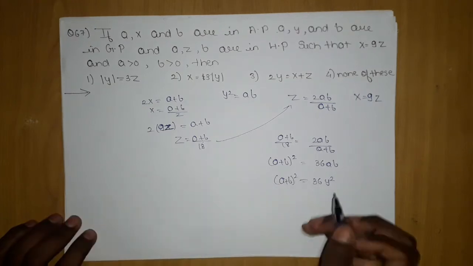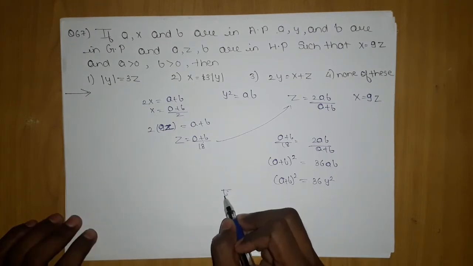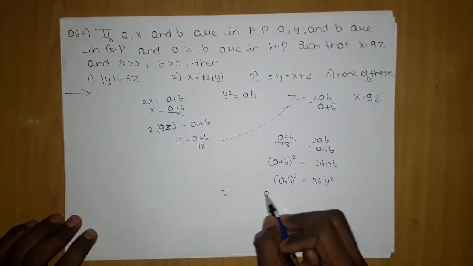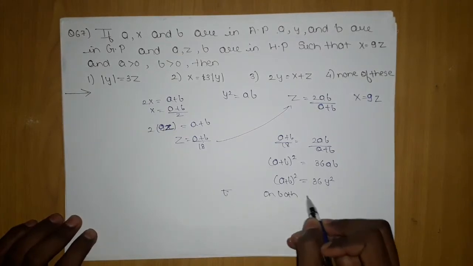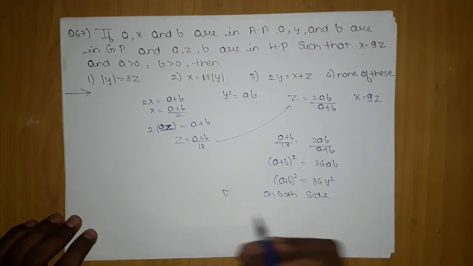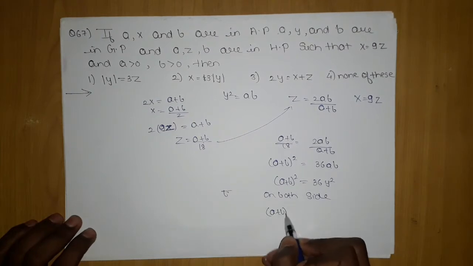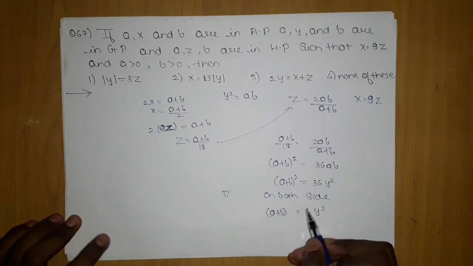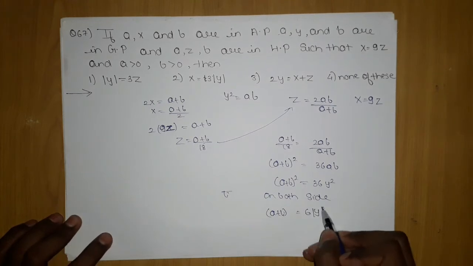The whole square. Now I will take under root. If you take under root on both sides, then what will you get? A plus b is equal to 6y square. Now if I do one thing, this will become mod y.